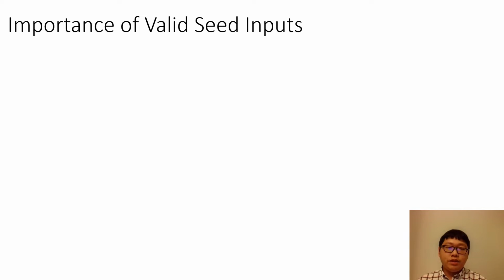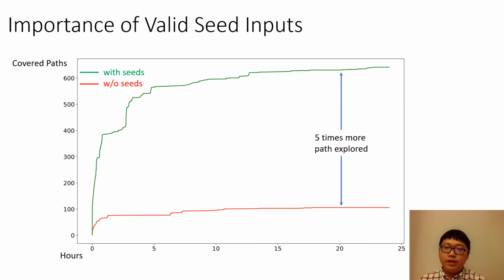Valid seed inputs play a critical role in the fuzzing process. To illustrate, we ran AFL on libzip for 24 hours with and without valid inputs and present the path coverage for both cases in this figure. As we can see, fuzzing with valid seed inputs results in 5 times more paths than fuzzing without. Fuzzers are usually expected to start with a good seed corpus to get good results.